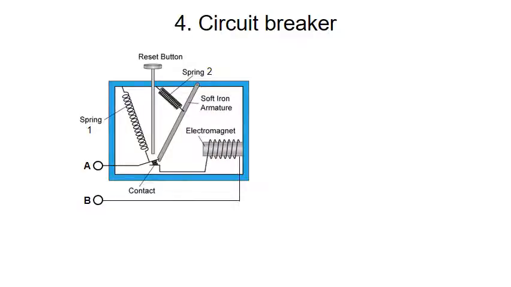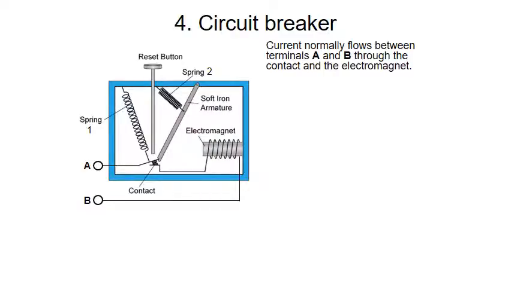And the final example is a circuit breaker. Current normally flows between terminal A and terminal B here through the contact and the electromagnet. Here we go. See, you've got current flowing. It goes to the electromagnet. It obviously induces current and induces a magnetic field.